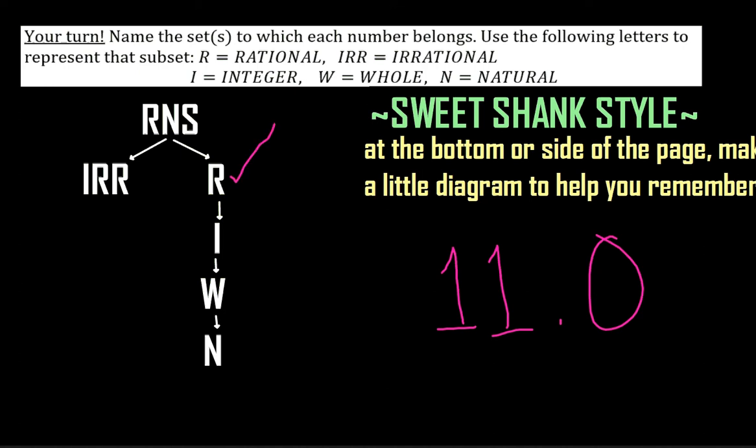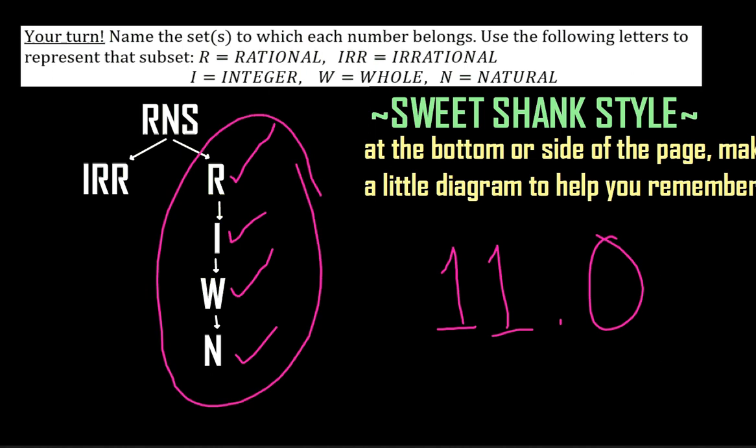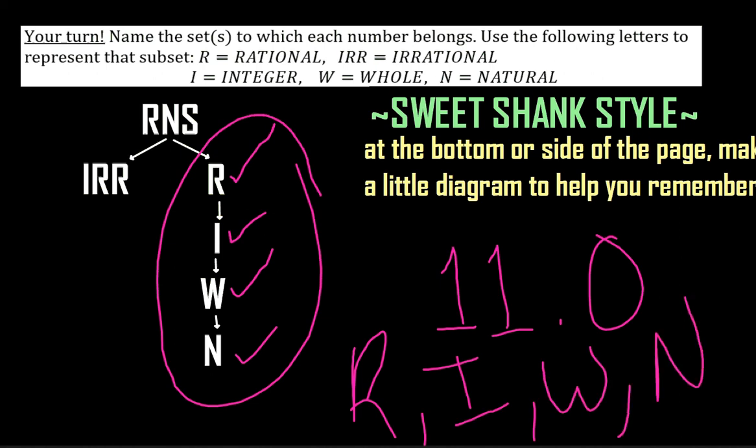Is it on the number line? You better believe it, so you can check that one off. Is it a whole number? Well, it's positive, so we're good. Can we count to it? You better believe it. So it is all 4 of those. So make sure you're including all 4. So we would say it is rational, it is an integer, it is a whole number, and it is natural.